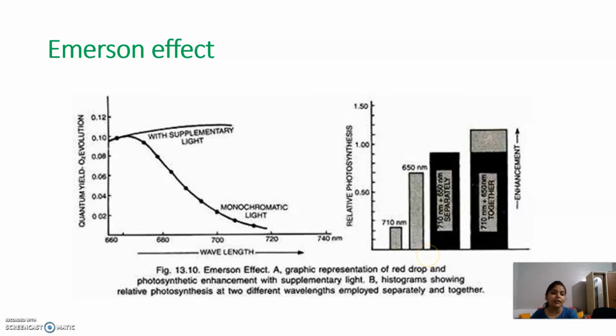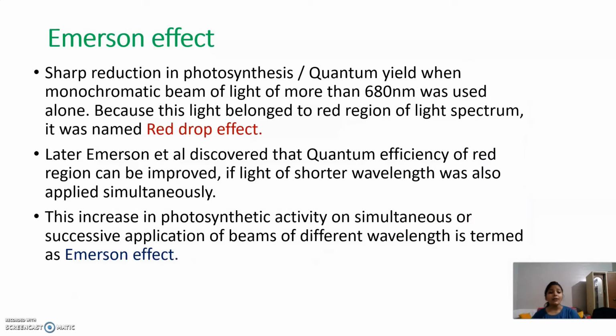You can also see that when the 650 nanometers of the light, that is shorter wavelength of the light, was provided, the photosynthetic rate was comparatively higher. But when both the lights are provided supplementarily, means along with each other, when the 710 nanometer and the 650 nanometers of the light are provided together to the plant simultaneously, then the enhancement of the photosynthetic rate was observed. This is called the Emerson effect. You can read the Emerson effect from this slide.